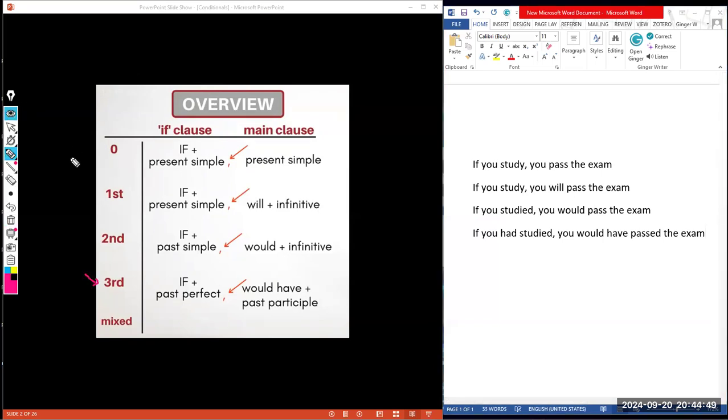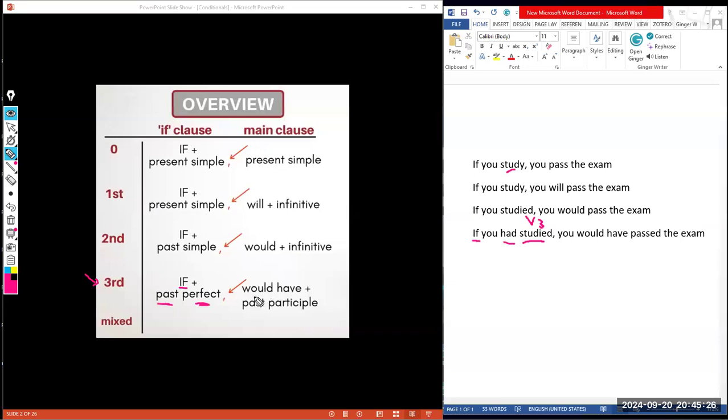So notice that the last rule, which is the third rule of conditionals, is saying if you want to use if or when in the if clause, this is it. Here we have past perfect tense. Now the past perfect of the verb study is had plus verb 3 or past participle. The past participle or the verb 3 of study is studied. So had, which is the past. Now perfect is verb 3, and the verb 3 of study is studied. So this is in the if clause.